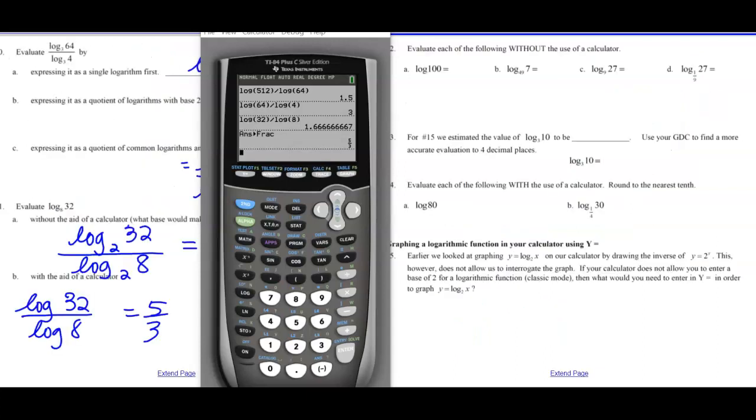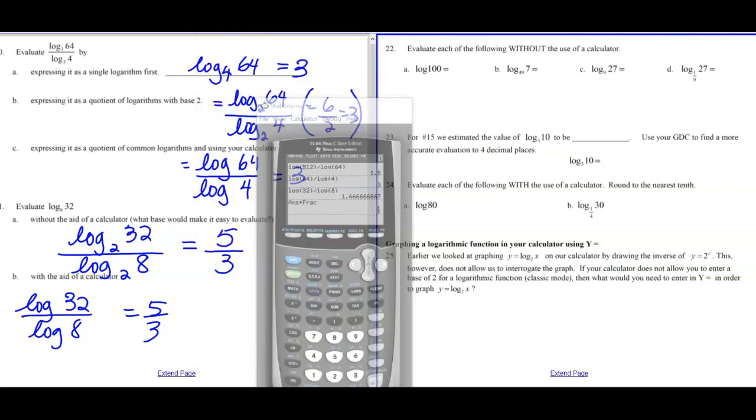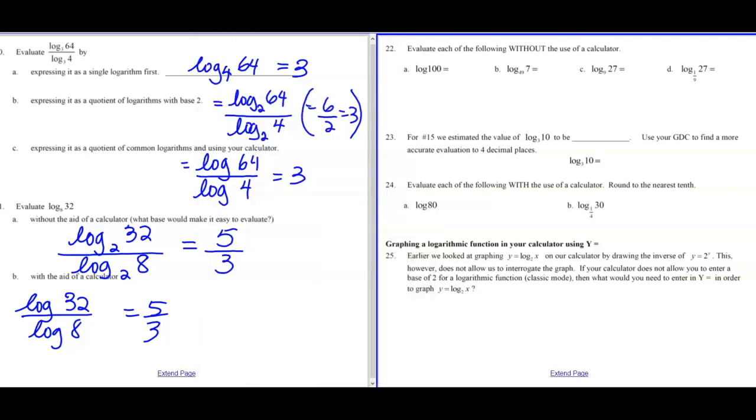So let's just do number 22 and then we'll call it a day. Evaluate these without the use of the calculator. That's a common logarithm, so 10 to the 2 gives you 100, so it's 2. For 49, you can do 49 to the something equals 7. Well, we've got to take the square root. Just remember, 7 is the square root of 49. As an exponent, square root is 1/2.